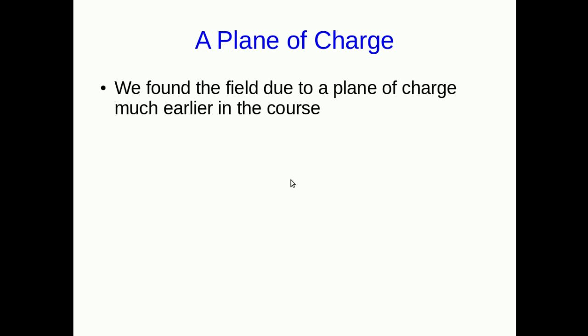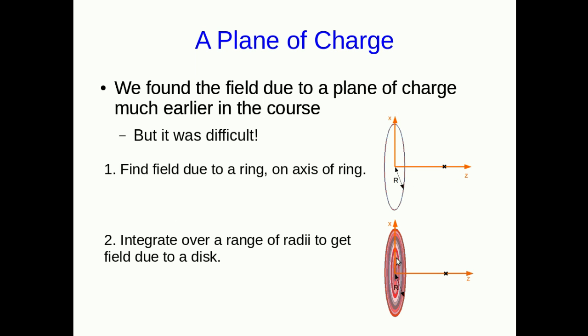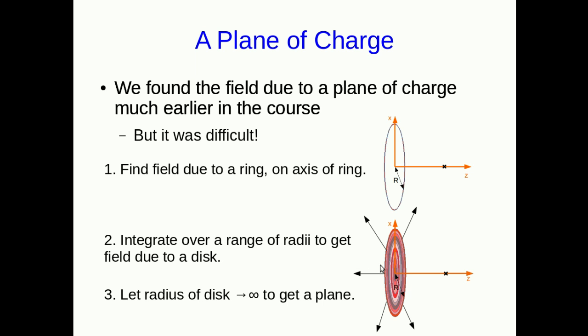Let's rederive something that we saw much earlier when we were looking at E fields, the field due to a plane. And the reason I want to do it again is that we found it before, but it was really hard. Think of what we had to do. We had to find the field due to a ring on the axis. Then we had to think of having many rings nested so that we could integrate over a bunch of different radii to get the field due to a disk. And then finally we had to let the radius of the disk go to infinity, and that gave us a plane.